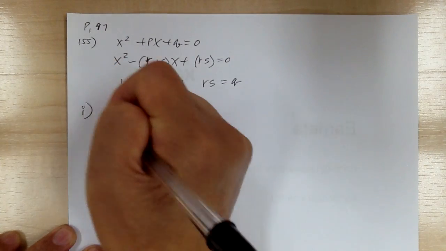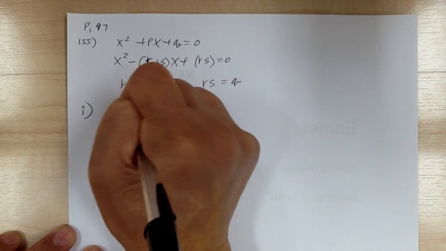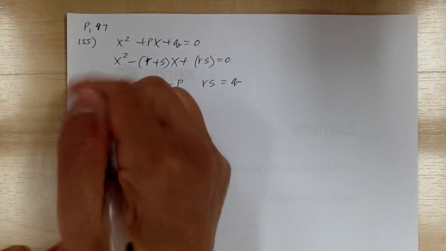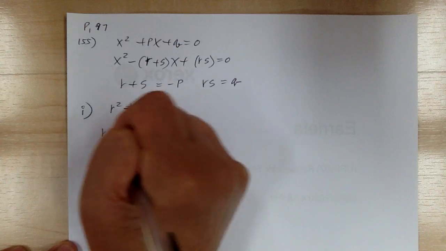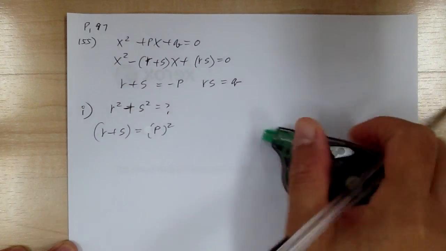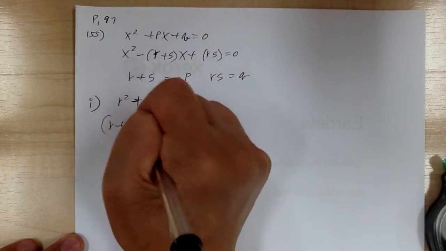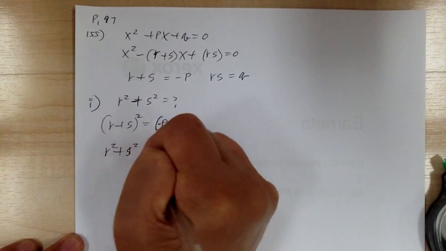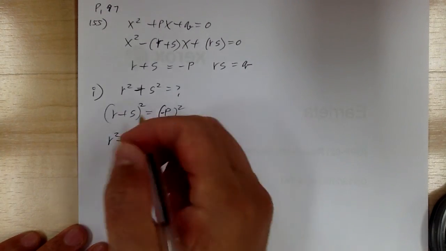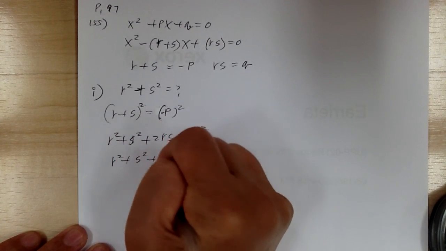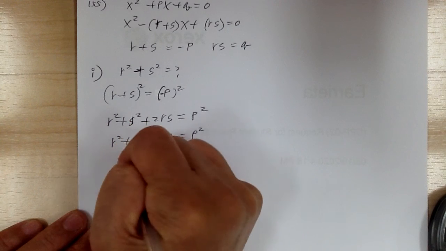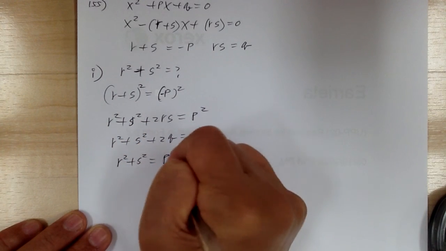Okay. So first part, you're looking for r squared plus s squared. To do that, we just start with this one and we just go and square both sides. So r plus s equal to negative p, and then you square both sides. There you go. Square both sides, so you get r squared plus s squared plus 2rs equal to p squared. And rs is equal to q. So r squared plus s squared plus 2q equals p squared. And then we can minus over. So r squared plus s squared equal to p squared minus 2q.